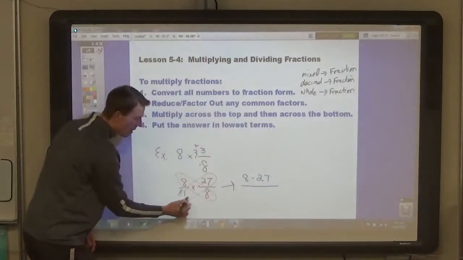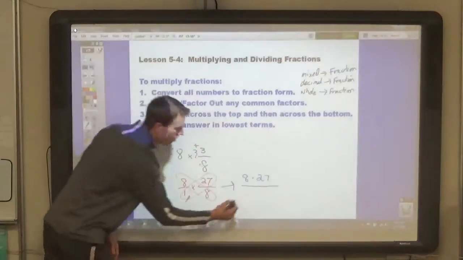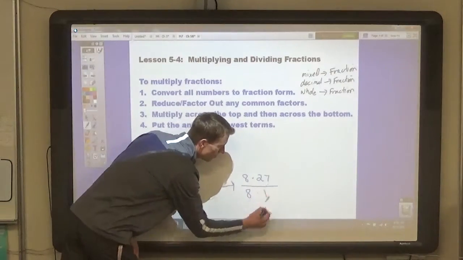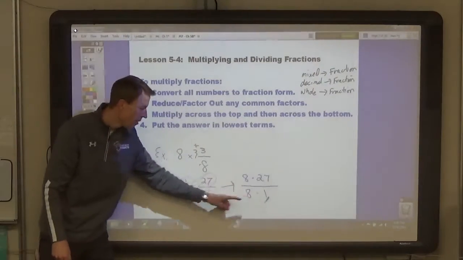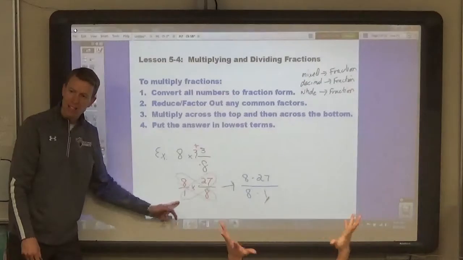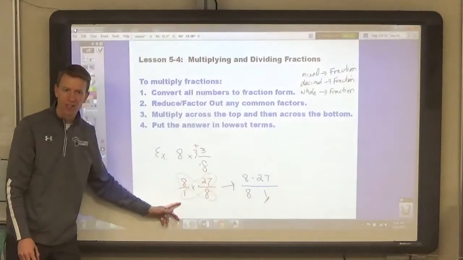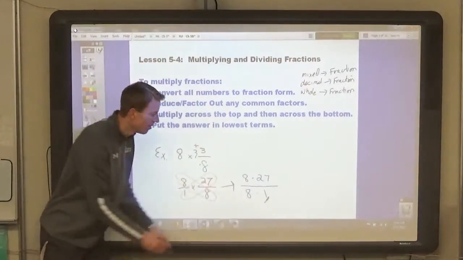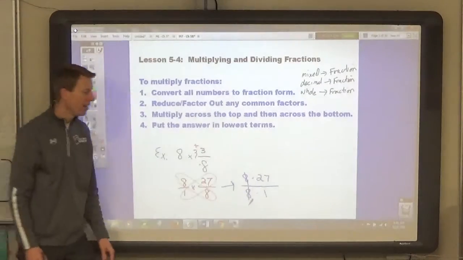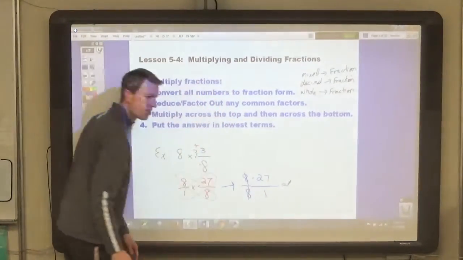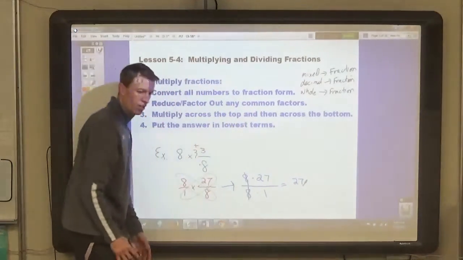And we can rewrite this as 8 times 1 because of the commutative property. Right? Using the commutative property, we rewrite, instead of 1 times 8, you write 8 times 1. Does everybody see that? And then 8 over 8 crosses out. And you're left with the answer, 27 over 1, which is just 27.